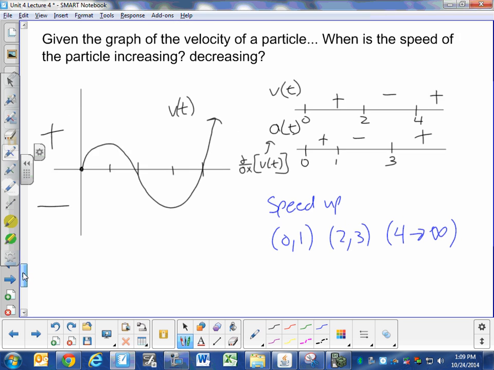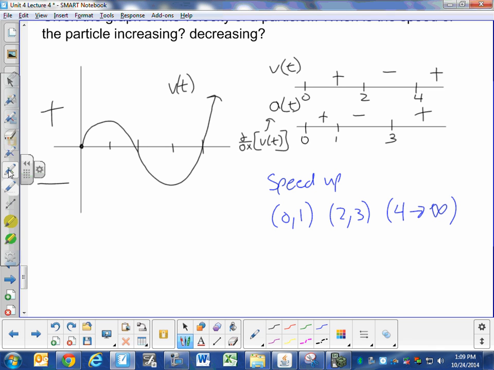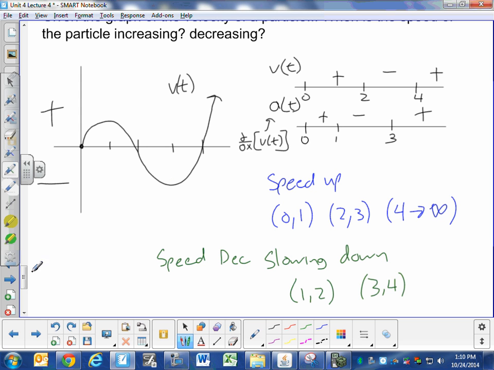Well, let's talk about slowing down too. I didn't really touch on slowing down. Slowing down is the same as speed decreasing. So speed is decreasing when the velocity and acceleration have different signs. That's between 1 and 2, because velocity is positive while acceleration is negative, and then between 3 and 4, where velocity is negative and acceleration is positive.